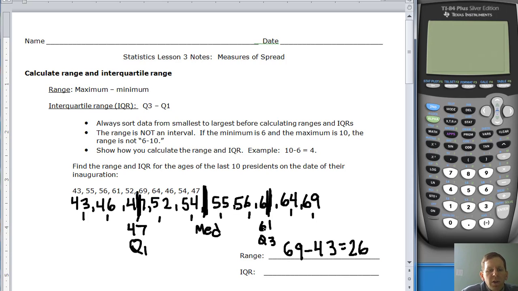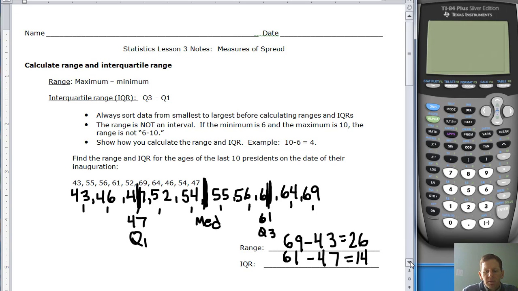The IQR is what you get when you subtract the middle quarters of our data. So here's our first value. Our Q1 is the first quarter. The median is like the second quarter, kind of like halftime. Here's your third quarter, and then the end of the game is at the end here. So our IQR is 61 minus 47, and that's equal to 14. Again, show the work and how you got your values.